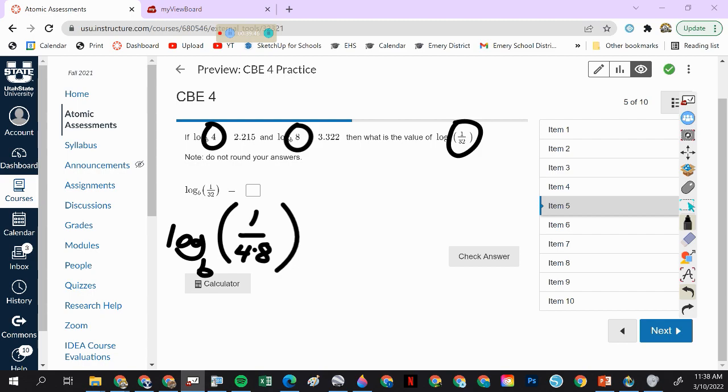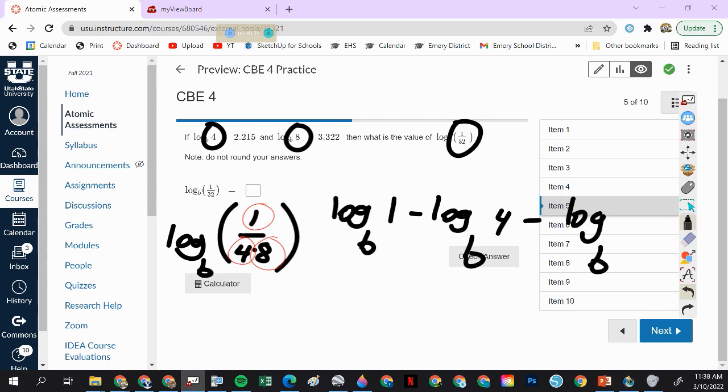Does that make sense? Well, no, not quite yet. That's the hard part. So how do we build 32? We take 1 over 4 and we times it by 1 over 8. Okay? Now, let's split this into 3 logarithms. What would they be? Log base b of 1 minus log base b of 4 minus log base b of 8. But what is log base b of 1? It's just 0. So I don't need that one.